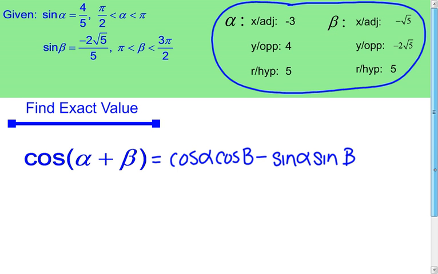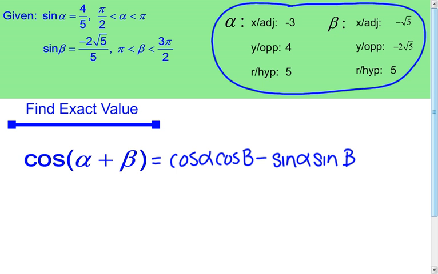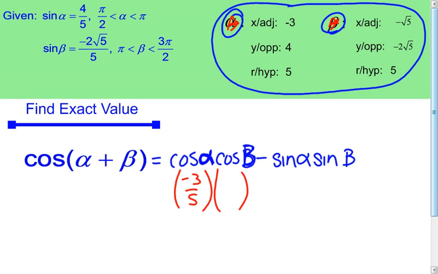Okay, and now all you're going to do is plug in that information. We know that when it says angle alpha right here, I need to use alpha's information. When it says angle beta, like it does right here, I need to use beta's information. So for the first one, cosine of alpha will be adjacent over hypotenuse at alpha, which would be negative 3 over 5. Cosine at beta would mean I need to use this side over here. Cosine is still adjacent over hypotenuse, so negative root 5 over 5.